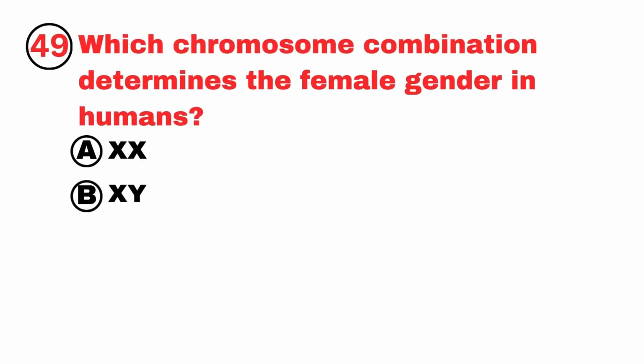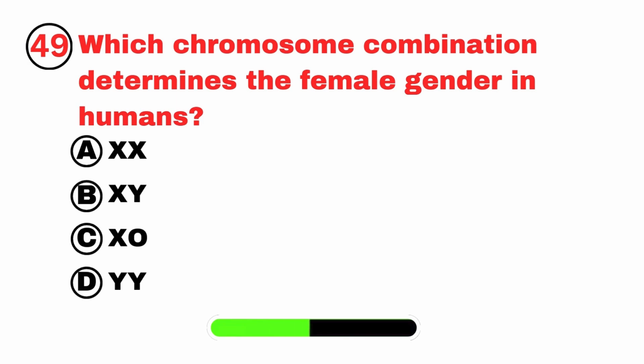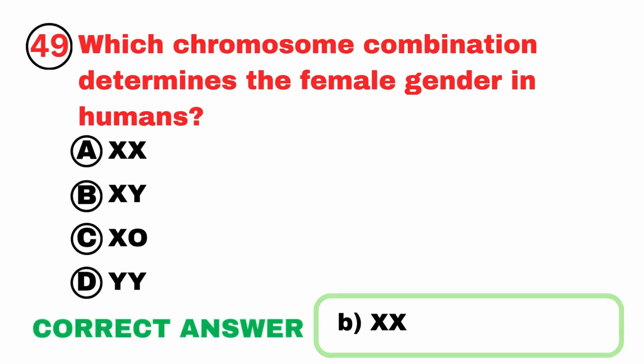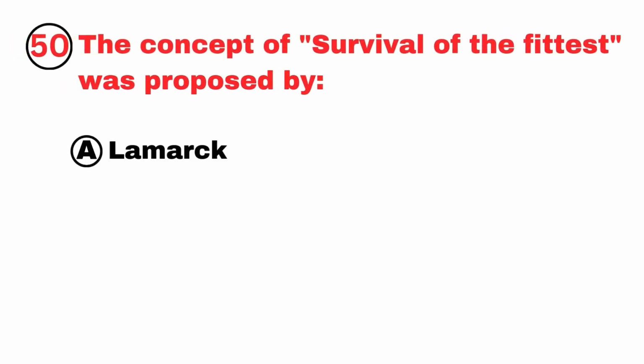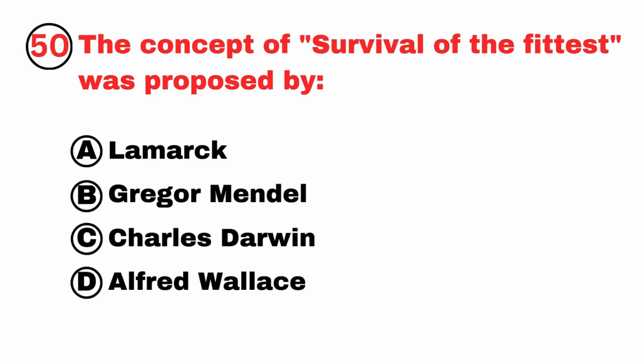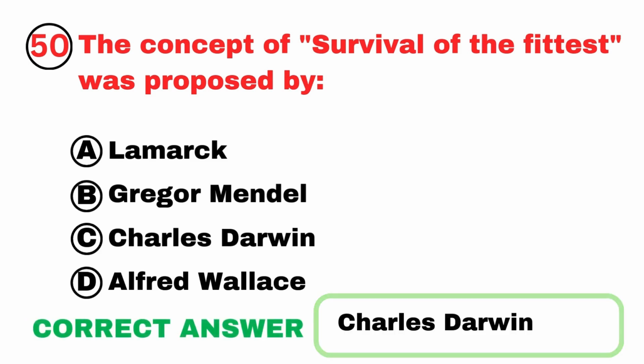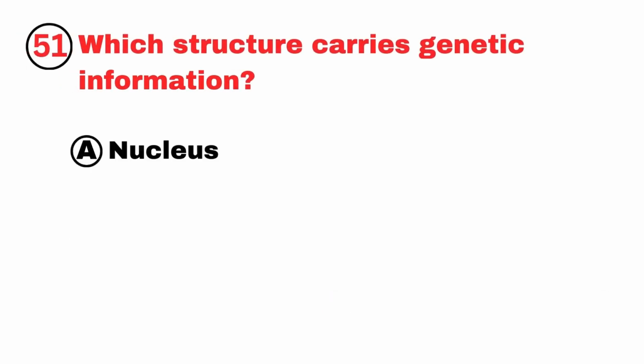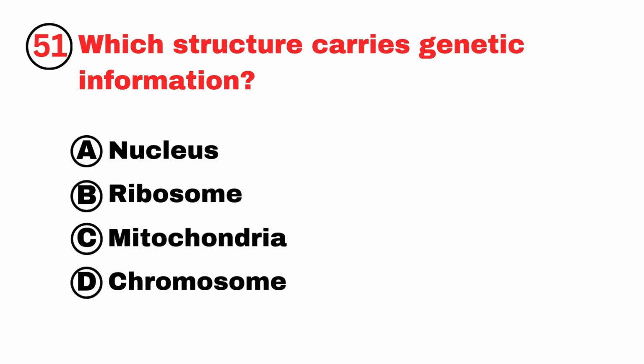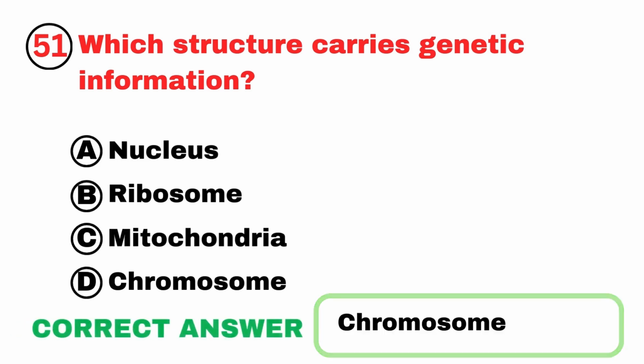Which chromosome combination determines the female gender in humans? XX. Concept of survival of the fittest was proposed by Charles Darwin. Which structure carries genetic information? Chromosome.